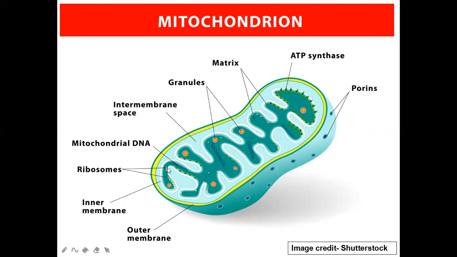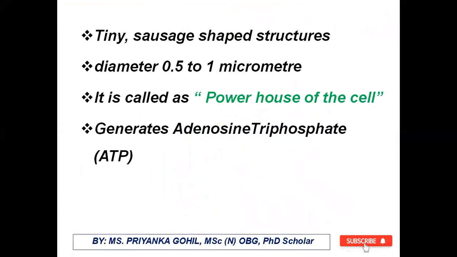Then here are the ribosomes inside. Then there is mitochondrial DNA. These are the mitochondrial DNAs, and these are the granules of the mitochondria. Now these structures are the matrix of the mitochondria, and inside you can see there is ATP synthesis.